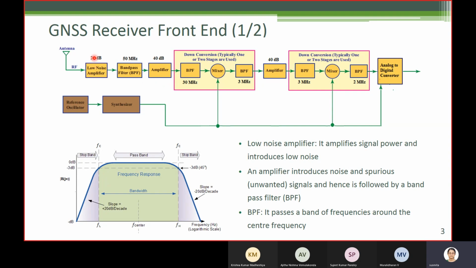Here we see 20 dB immediately after the antenna, then 40 dB, 20 plus 40, 60, and then here another 40 dB, 100 dB. So this way the 100 dB gain is distributed instead of having just one amplifier with 100 dB.